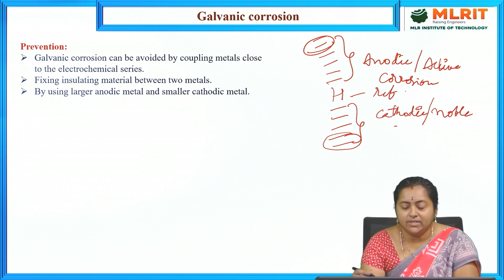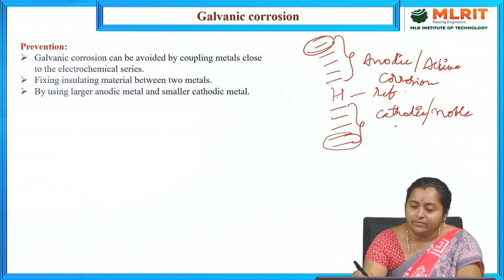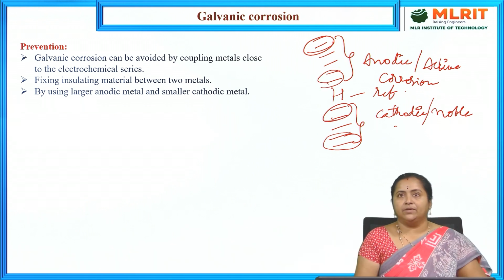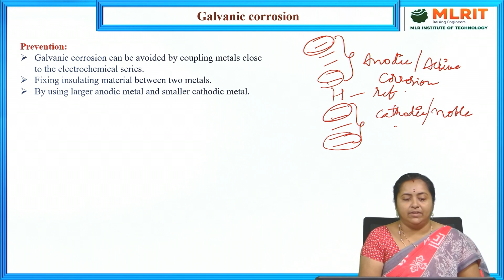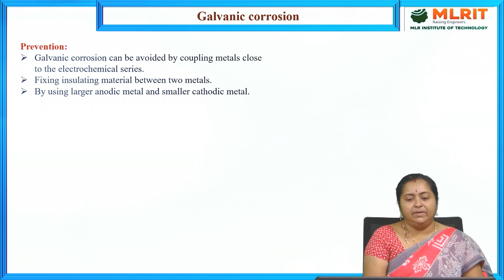So, for avoiding such kind of things, if you choose metals and couple them in the form of a cell which are very near to hydrogen in the electrochemical series, then this galvanic corrosion somehow can be prevented. And then fixing insulating material between the two metals, so that contact will be avoided, so that the corrosion reaction will be prevented.